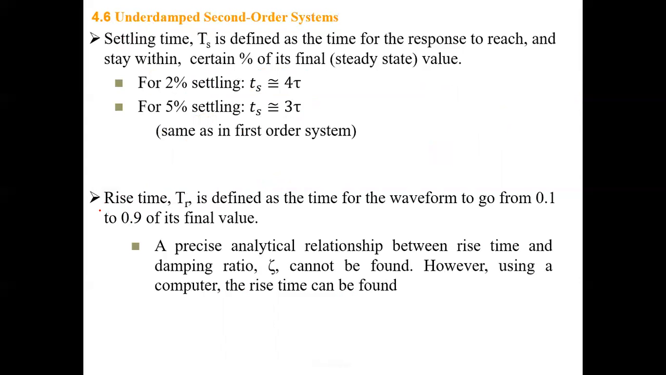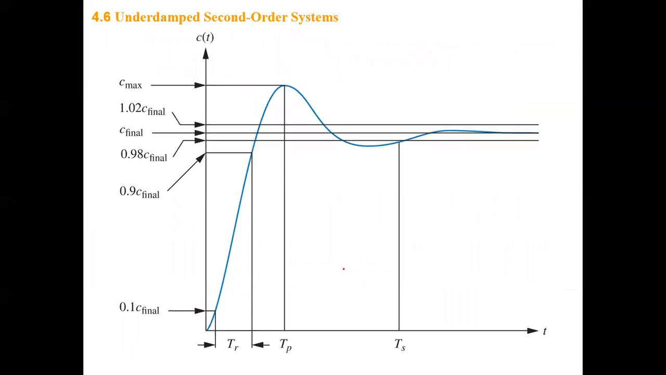Similarly, we have the rise time as in the previous first order system. We did that in first order system. In the same way, we have the rise time, which is defined as the time for the waveform to go from 0.1 to 0.9 of the final value. So I can show you all those things here. This is your 0.1 to 0.9. This time is the rise time. Similarly, this is the TP, the maximum. See that? This is maximum. This value is 98%. So this is TS, the 2% settling time. That's how it works.